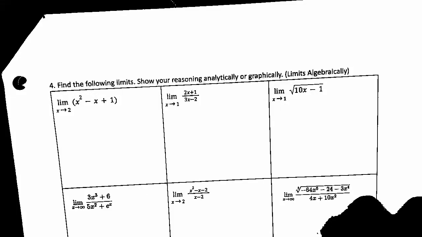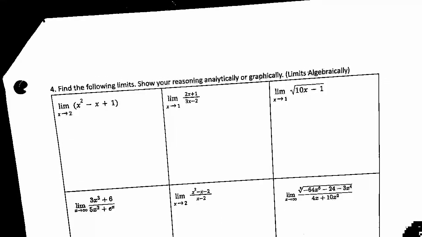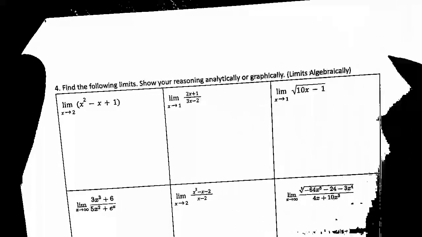All right, we're on number 4. Find the following limits. Show your reasoning analytically or graphically. Okay, direct substitution first. This is not too bad, this stuff. This is direct substitution, so that's the first thing you want to try.